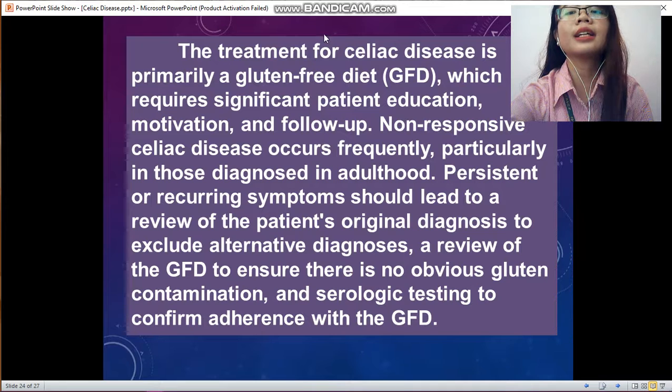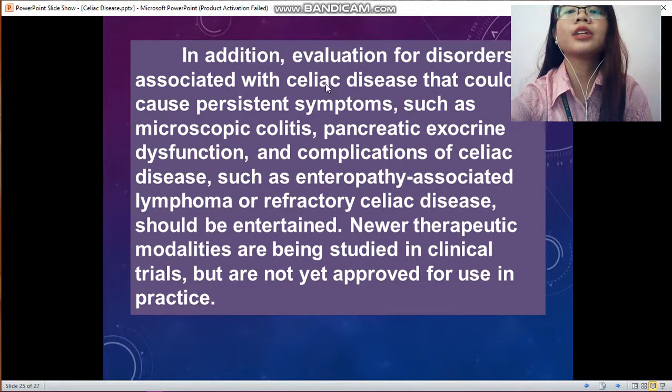So again, the treatment for celiac disease is primarily a GFD, or the gluten-free diet, which requires significant patient education, motivation, and follow-up. In addition, evaluation for disorders associated with celiac disease that could cause persistent symptoms, like these symptoms. Newer therapeutic modalities are being studied in clinical trials but are not yet approved for use in practice.